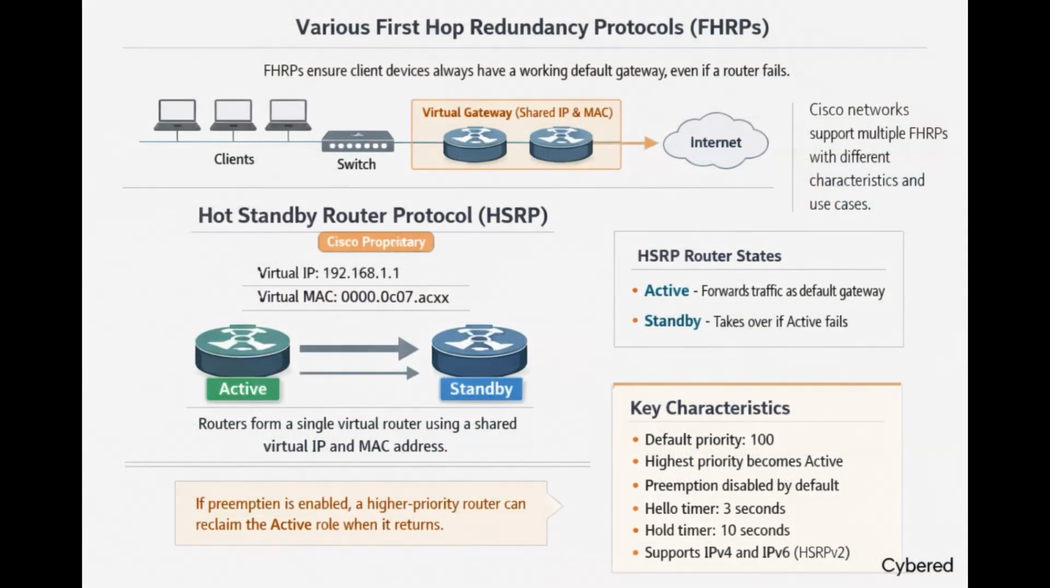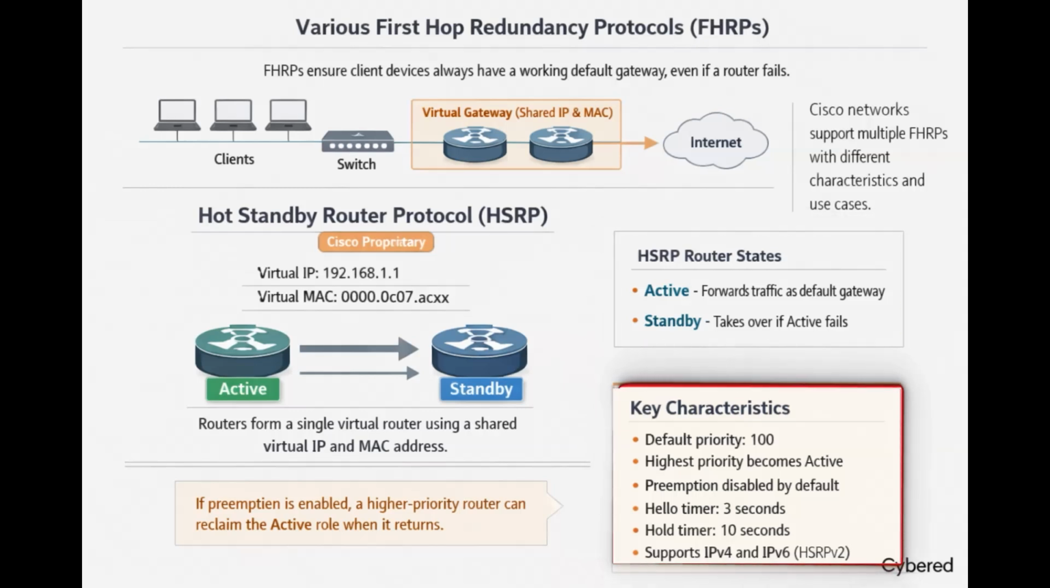First Hop Redundancy Protocols ensure that client devices always have access to a working default gateway, even if a router fails. Cisco networks support multiple FHRPs, each with different characteristics and use cases. HSRP is a Cisco proprietary FHRP that allows multiple routers to form a single virtual router using a shared virtual IP and MAC address. HSRP router states: active, which forwards the traffic as the default gateway, and standby, which takes over if the active router fails.